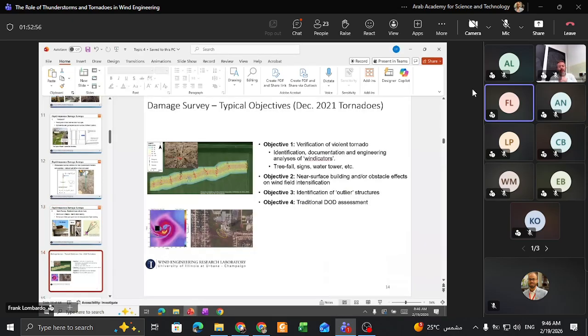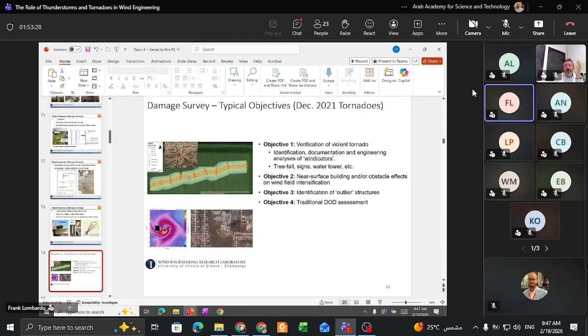I also included an example of what we would typically go out and do for a damage survey. This was in Kentucky, I believe, in 2021. This was a fairly significant tornado outbreak in the US. We had a couple of different objectives. One being, can we verify that it is a violent tornado? Basically stronger than 80 meters per second winds. And so doing some of this wind indicator analysis, tree fall or whatever, to verify that.